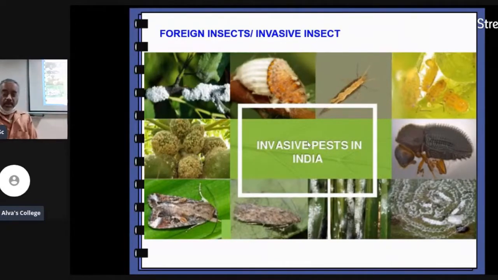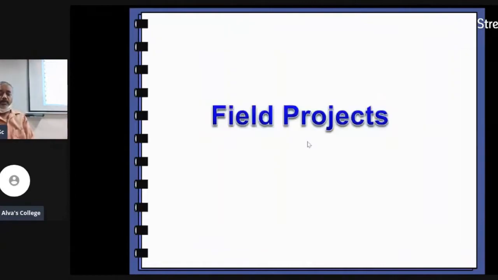Such insects are called invasive insects. So for example, among the invasive insects, you have the coffee berry borer. This coffee berry borer is again a very important insect, introduced into India just 10 years back from the temperate world.